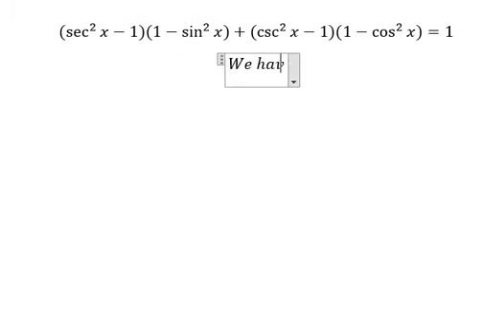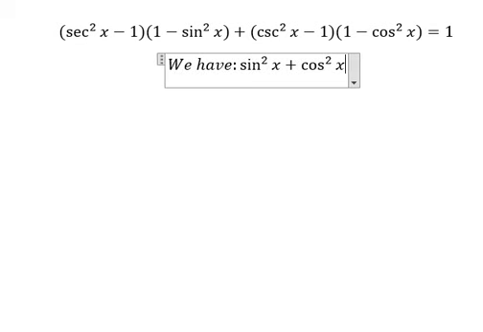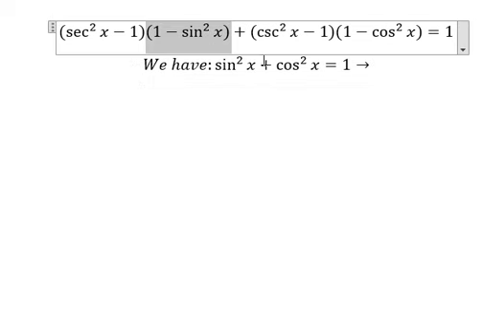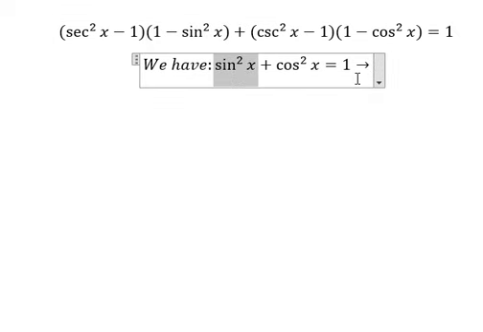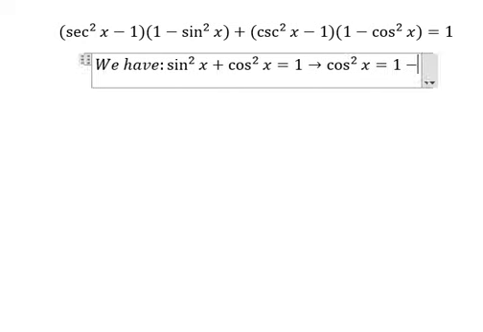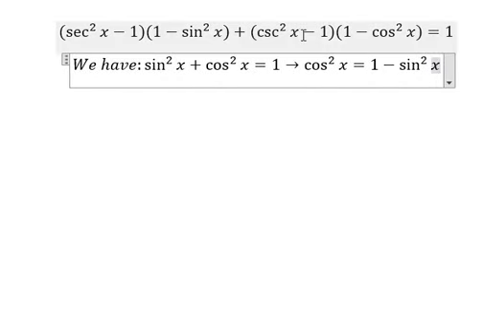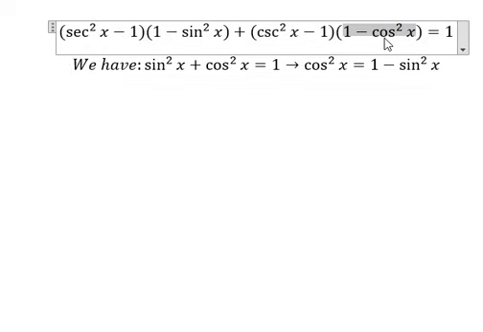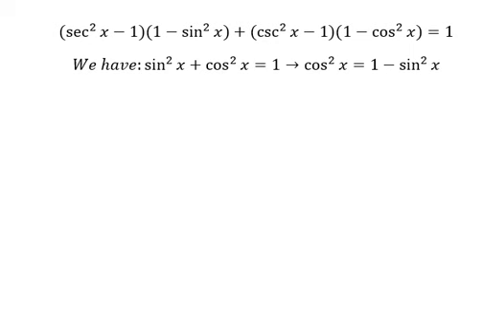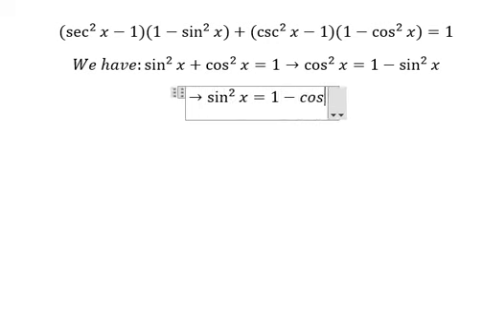We have the formula in here: sin² s plus cos² s equals 1. So we have 1 minus sin² s. I will move this one to the right, and we have cos² s equal to 1 minus sin² s, and we have 1 minus cos² s. So I will put this one in here. So we have the second one, that is sin² s equal to 1 minus cos² s.